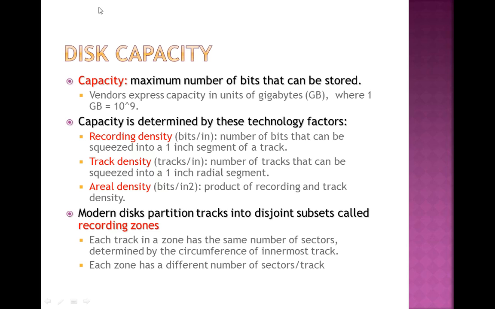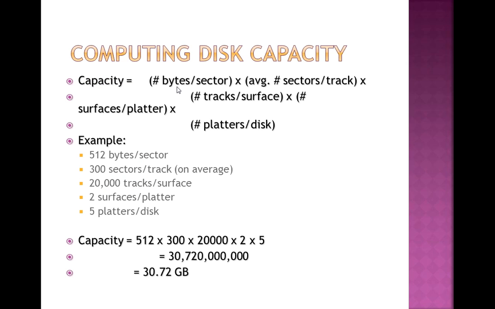So this is the disk capacity. Capacity equals the maximum number of bits that can be stored, as I told you. Vendors express capacity in terms of gigabytes. Capacity is determined by the following factors, that is, recording track area. The next point says modern disks partition tracks into disjoint subsets that are known as recording zones.